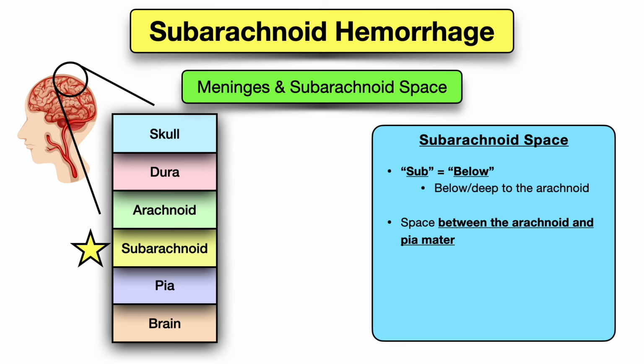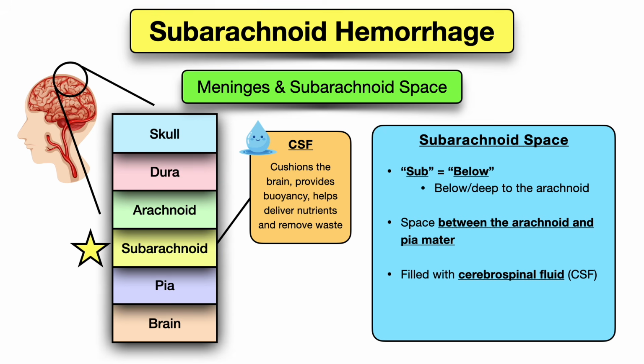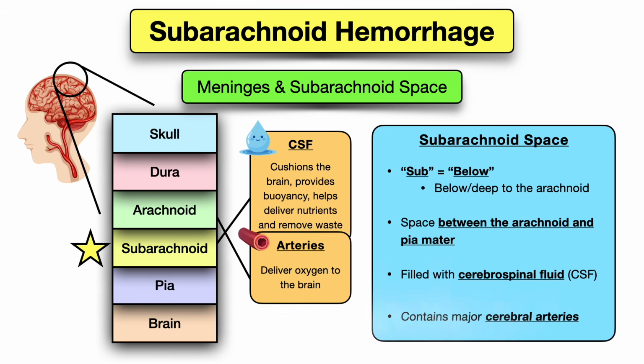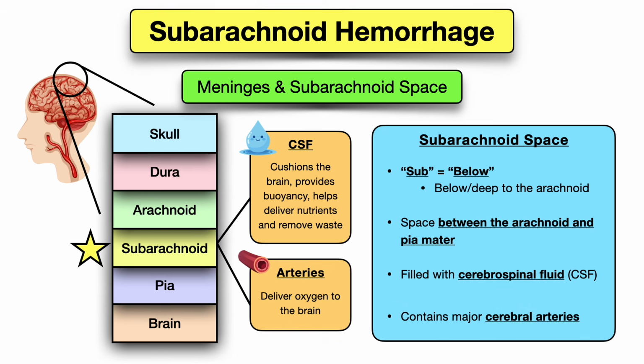Now this is important, so listen up. The subarachnoid space contains two main things you need to know. It contains the cerebral spinal fluid, or CSF, and it contains the major cerebral arteries. The CSF helps cushion the brain, provides buoyancy, and helps deliver nutrients and remove waste. The major cerebral arteries provide oxygen to the brain.